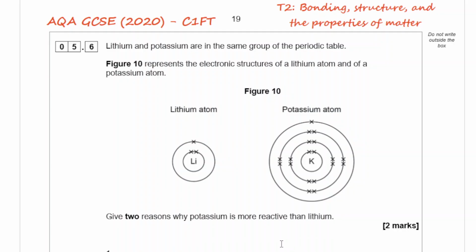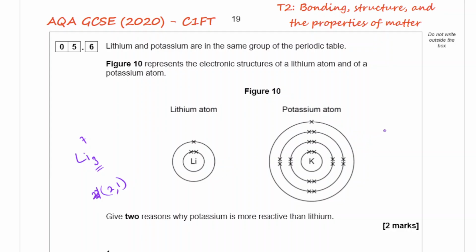Question 5.6: lithium and potassium are in the same group of the periodic table. Figure 10 represents the electronic structures of a lithium atom and of a potassium atom. As I said, lithium has 3 electrons. If you look in the periodic table, this is what you'll see. Proton number is 3, mass is 7. So it has 3 electrons, 2 in the first shell, the third in the second shell. So 2,1 is the electronic structure.